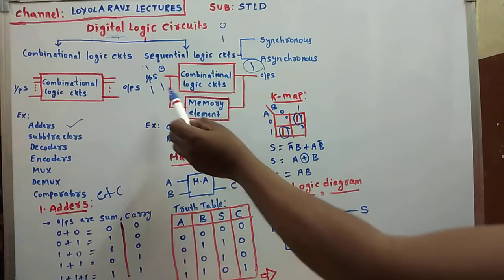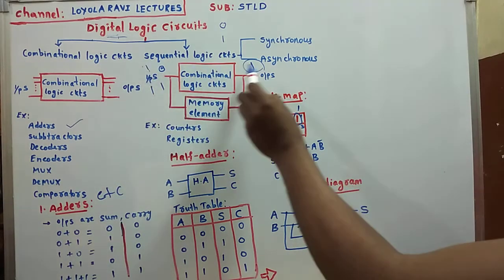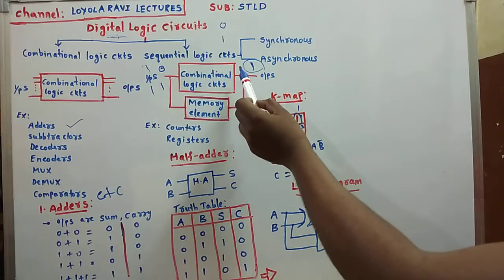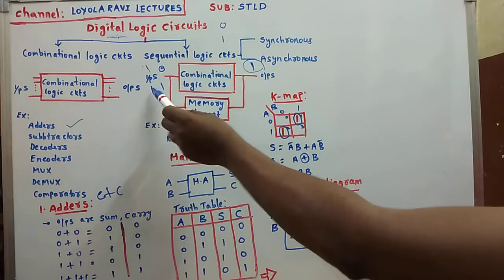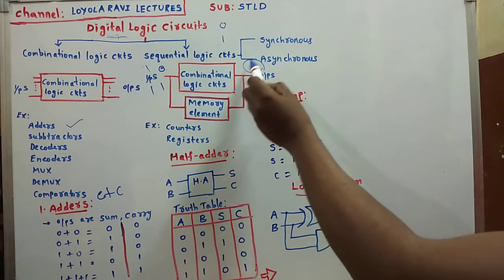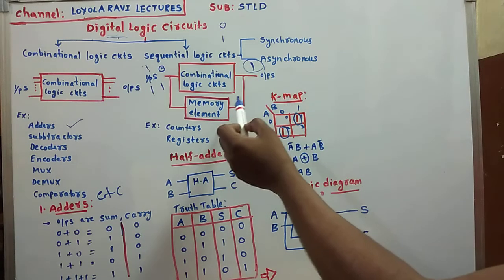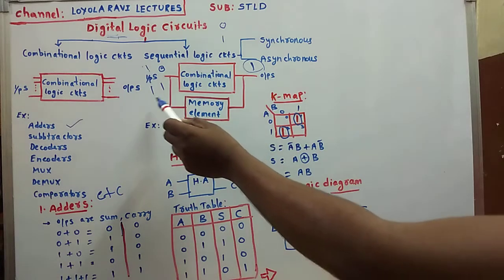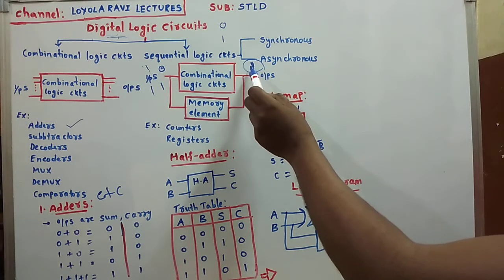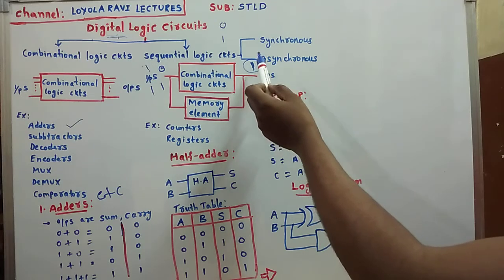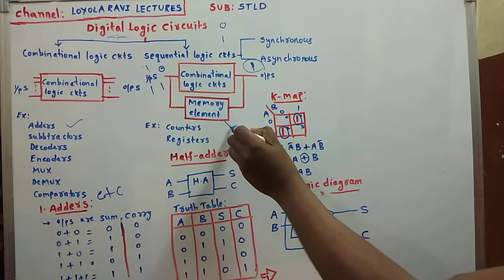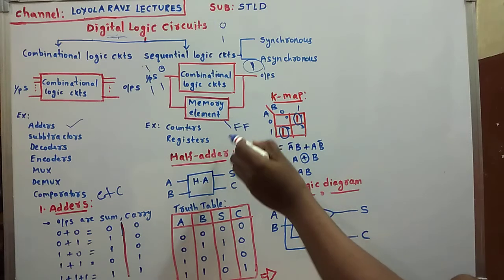The output depends on the combination of inputs as well as the previous output. Those types of circuits are called sequential logic circuits. So this output must be stored somewhere else. Why? Because the output depends on the combination of inputs as well as the previous output. The previous output may be 1 or 0. Let us take this as 1. This 1 we have to store somewhere else. That's why we need a memory element. This memory element is nothing but a flip-flop or latch.